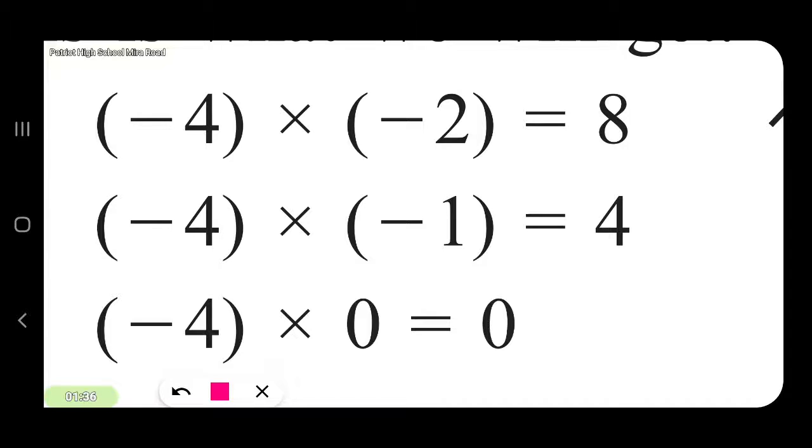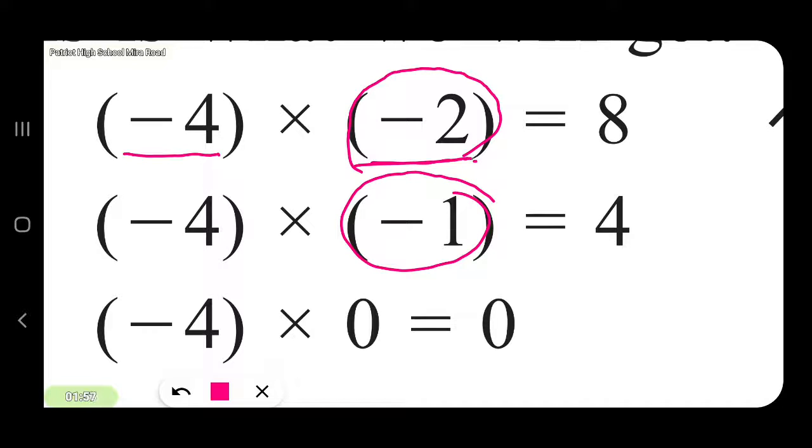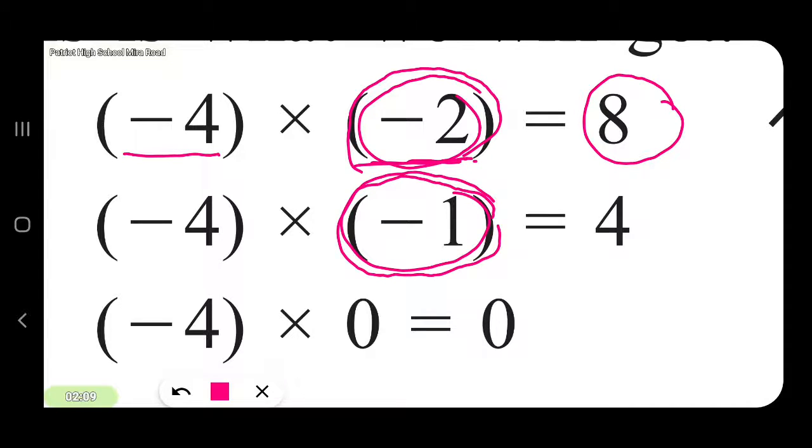Here we are taking the multiplier in negative quantity. So when the multiplier is minus 2, which is smaller than minus 1, if the quantity is negative and the multiplier is negative, if it is smaller, then the product is bigger. Now here minus 4 multiplied by minus 1. Minus 1 is bigger than minus 2, but the product now has become smaller.